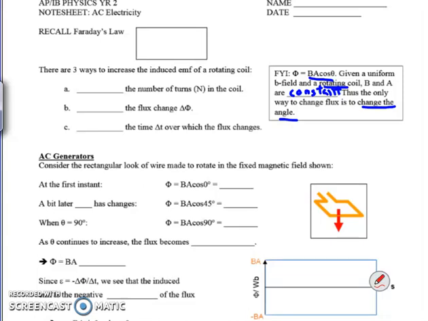All right, welcome to an introduction to alternating current, or AC electricity. This is an extension and application of induction. It's particular to the IB program, but it's worth knowing both at the IB and AP level.